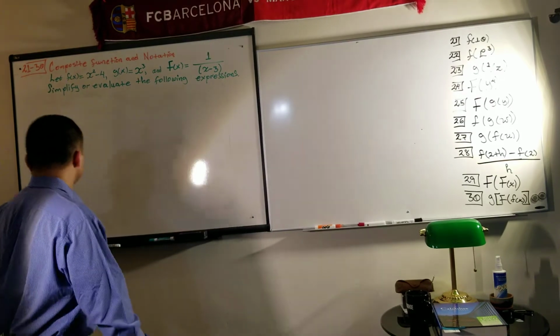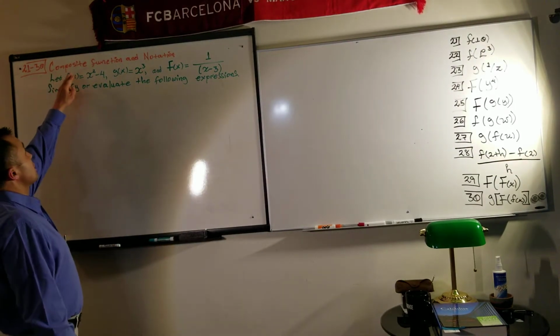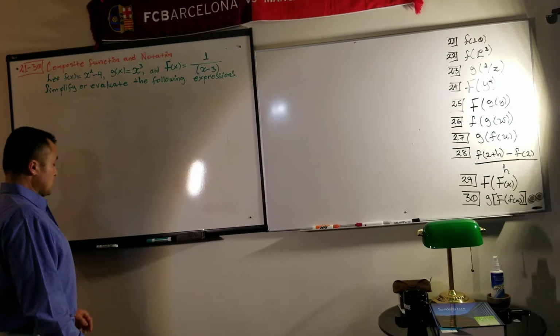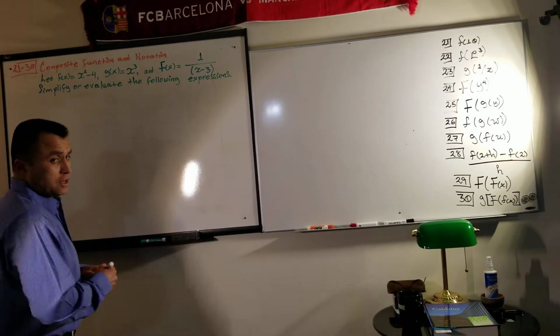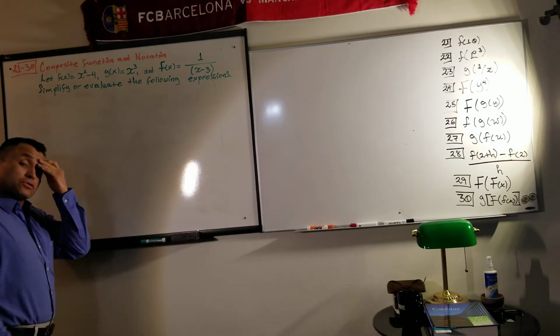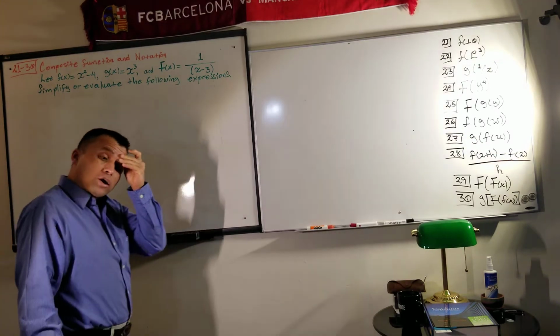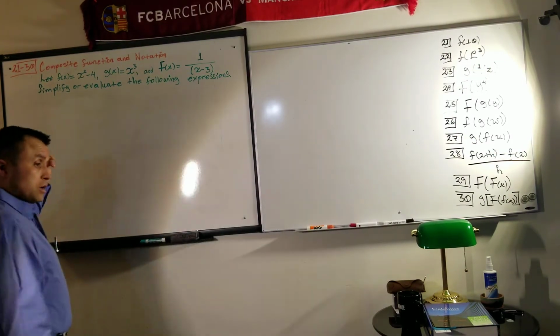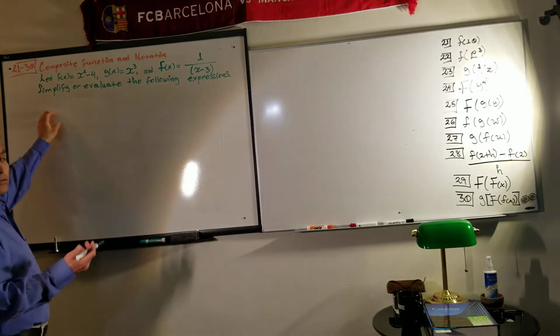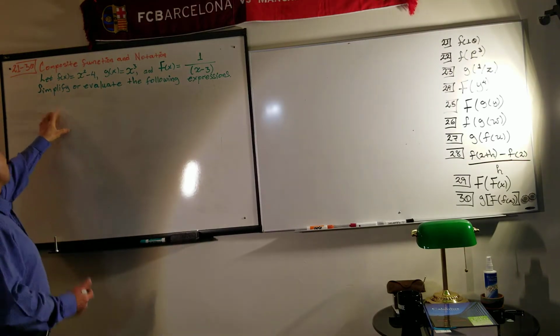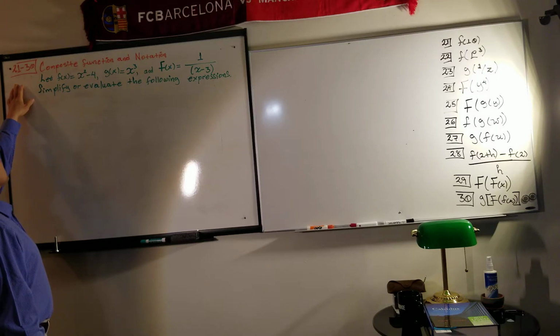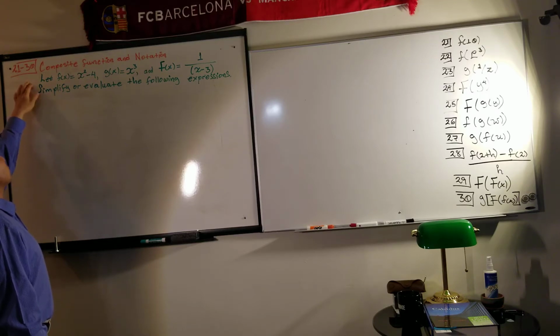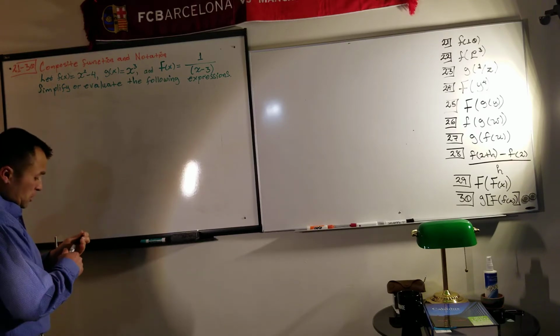And today's topic is going to be composite function and notation. And for those who like to keep track of where we are getting these problems from, I have to mention it is the same calculus book, and it's going to be problems 21 to 30. So let's go to the problems.